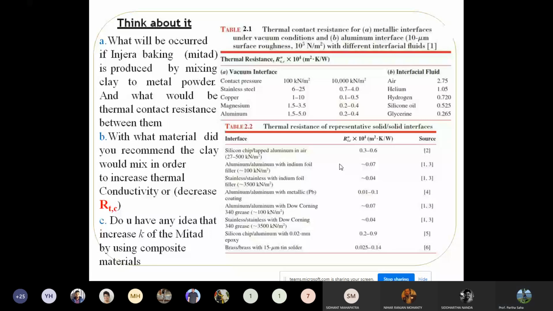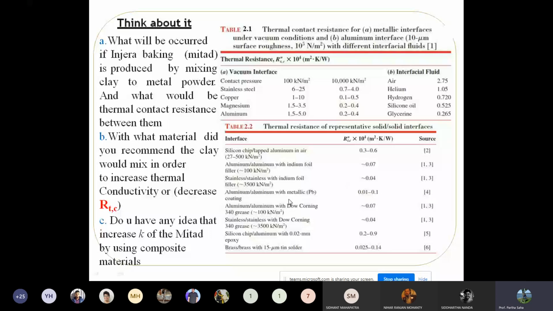As you can see, a silicon chip and lapped aluminum have a thermal contact resistance of 0.6, but if you have an indium foil, which has very high thermal conductivity, the contact resistance drops. So by doing different trial and error and using different types of material, you can actually minimize the thermal contact resistance.